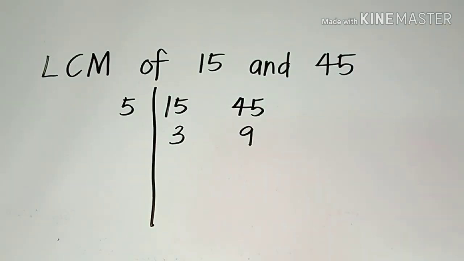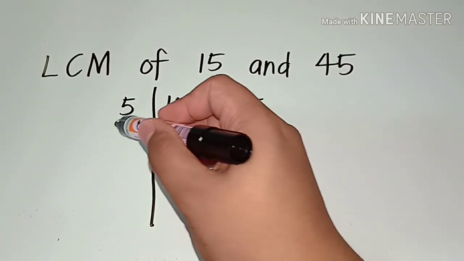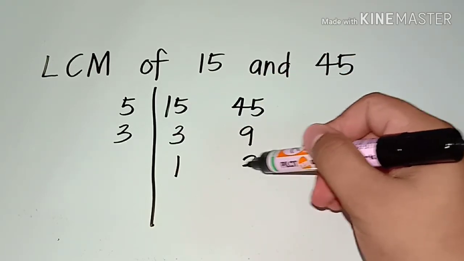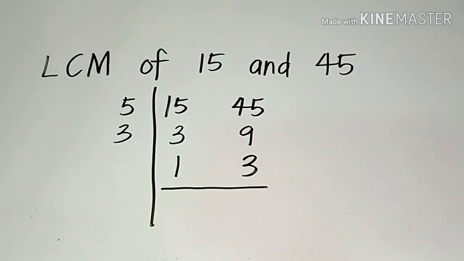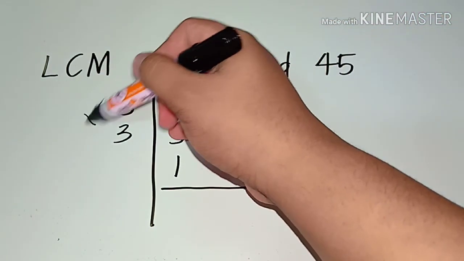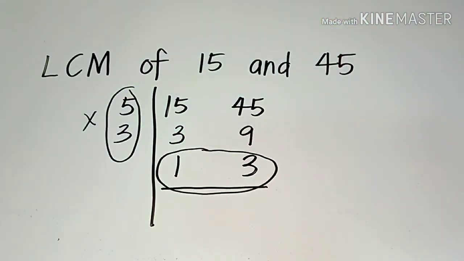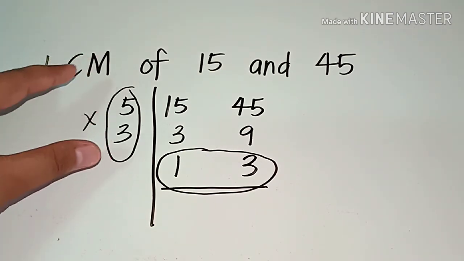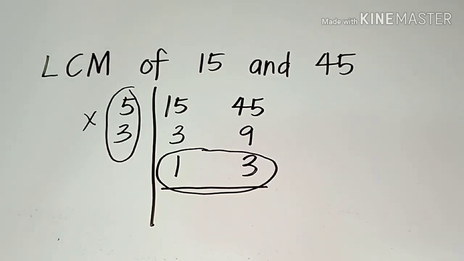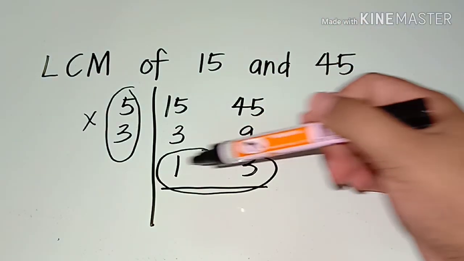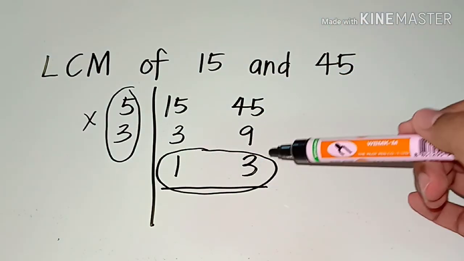You can still simplify 3 and 9 by dividing by 3. 3 divided by 3 is 1. 9 divided by 3 is 3. You have to stop right there because you cannot simplify 1 and 3 anymore. Just like in my previous examples, you will multiply the ones on the left side, including the numbers here at the bottom. If it's looking only for the greatest common factor, we only multiply the numbers on the left side. But if you are looking for the least common multiple, you will multiply those numbers on the left side together with the numbers at the bottom, which should be in the simplest form.